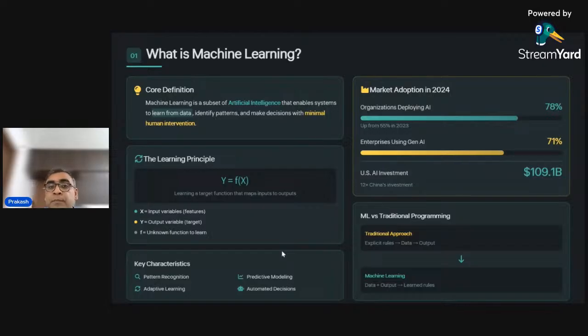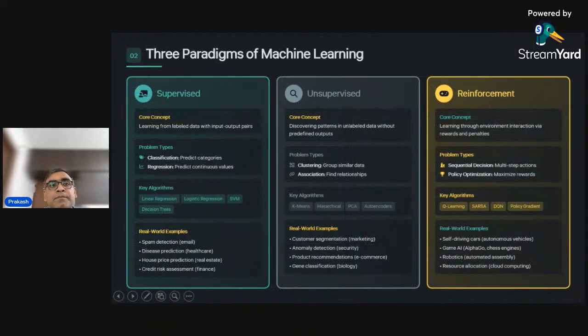Okay. Moving on. So there are three major categories of machine learning: supervised, unsupervised, and reinforcement. We'll touch upon these with examples so that it is clear to you.